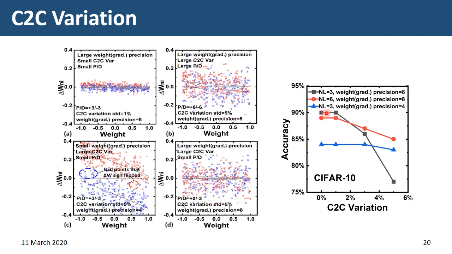In the other case, if the nonlinearity is low and the weight precision is also low, of course we will start with not very good accuracy, but it's fairly stable over the cycle-to-cycle variation. This can also be understood by this kind of diagram. Due to the time limitation, I will skip the detailed discussions here.